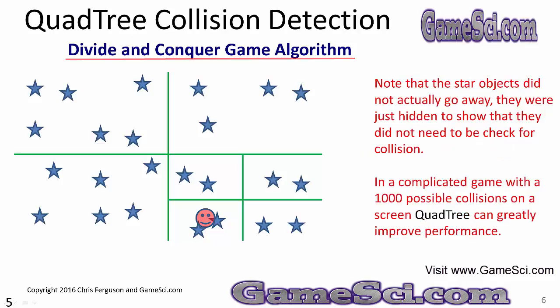Note, I restored the stars. I put the star objects back. They didn't actually go away. They were just hidden to show that I don't have to check that. I don't have to see if Happy Face ran into a star that is in a different quadrant. In a complicated game with 1,000 possible collisions on the screen, quad tree can greatly improve performance. Instead of checking 1,000 different objects to see if you collide, maybe you can get it down to 5 or 6. Repeatedly divide the screen into quarters and only check the quarters for collisions.